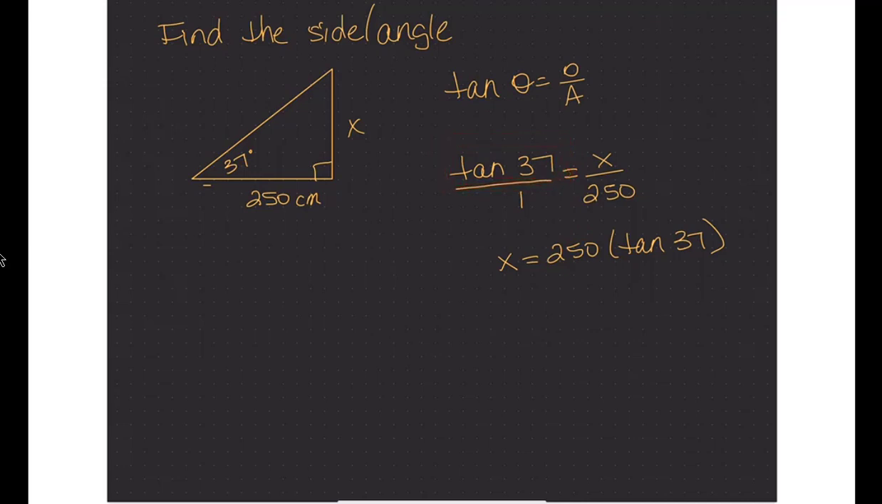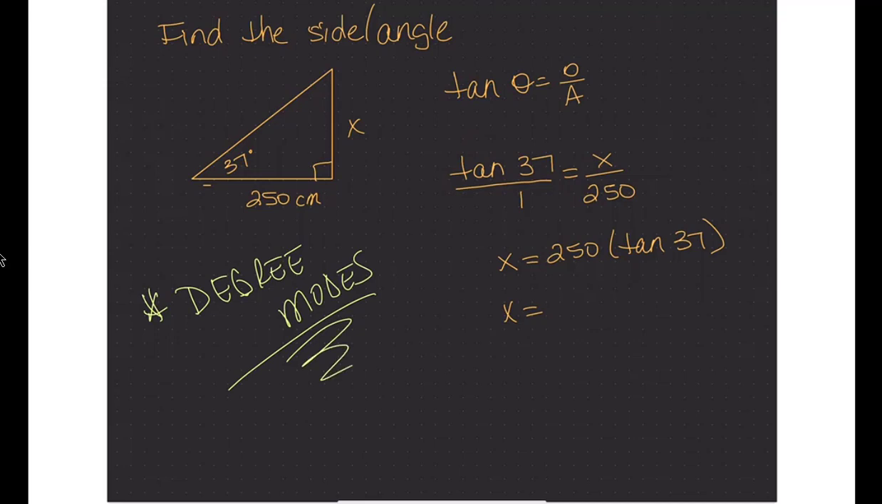So we can just plug that into our calculator. We need to make sure that our calculators are in degree mode, because are we talking about degrees or radians? We're talking about degrees. So we're going to plug that into our calculator, and you should get approximately 188 centimeters. Sound good? Got it. All right.